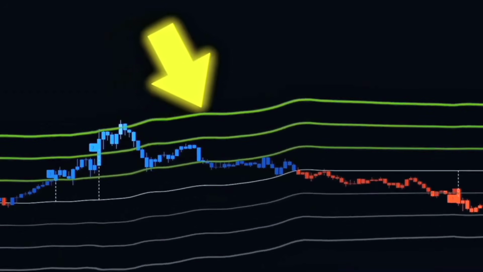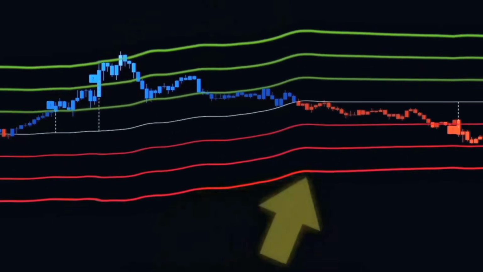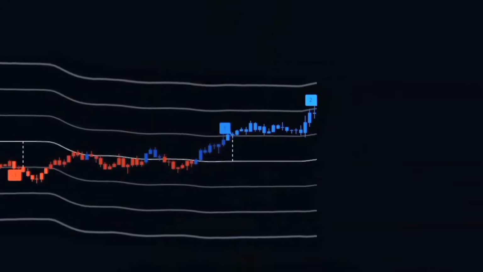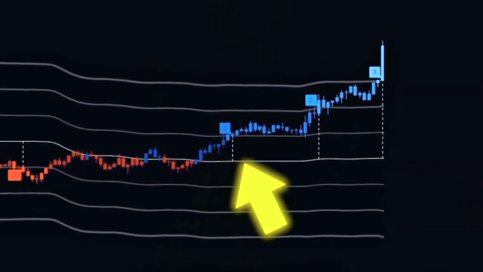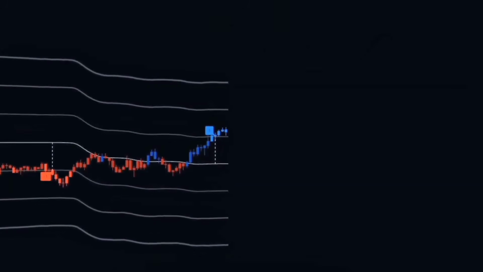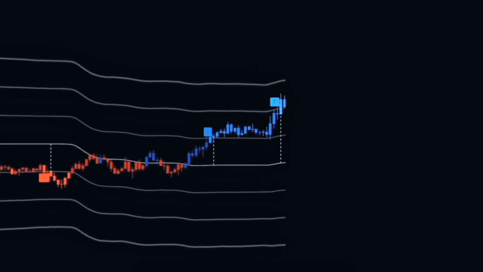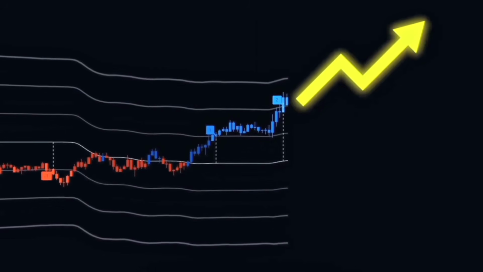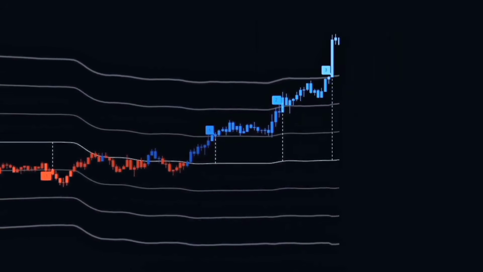It plots 3 upper and 3 lower bands based on standard deviations from a central moving average, mapping out market sentiment like a volatility GPS. Cross the first upper band? That's early bullish vibes, hinting the trend's got legs. Hit the second? Strong buying pressure. Trend traders jump in. But breach the third?